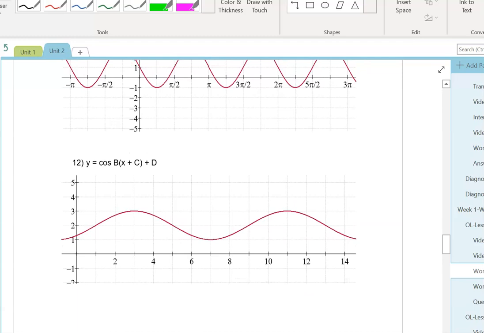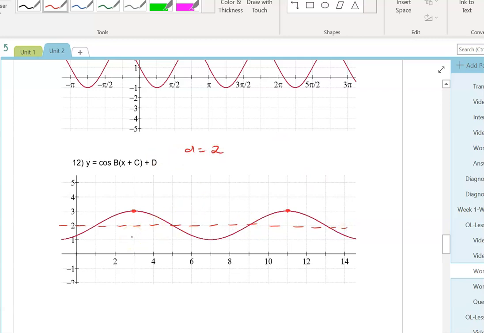So this is question 12, so I'll just work through this one. We can see it's cos we're looking at here. So find where cos begins and ends. Here and here will do. We can also see there's been a vertical shift, so find your equilibrium position, which is here. So the value of D is 2. So I'll write that, D is 2.